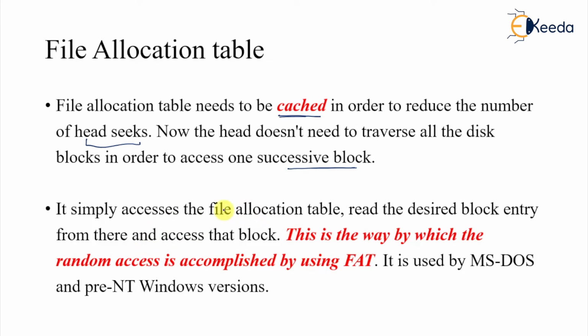In a simple access of the file allocation table, you read the desired block entry from there, and access the block. This is the way by which random access is accomplished by FAT. So you first access the file table, read the desired entry that you want, take the block number, and just read it out. MS-DOS and pre-NT Windows versions use this one.